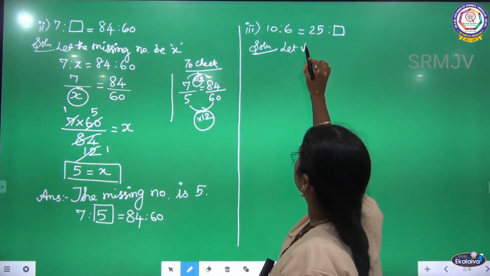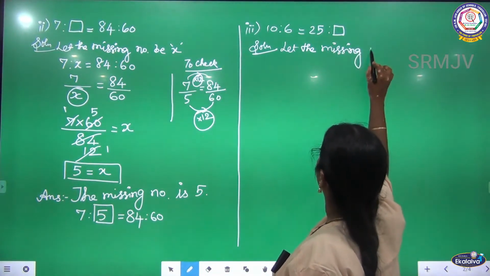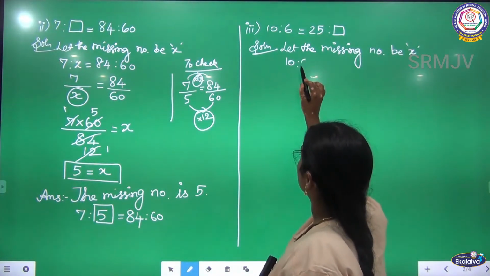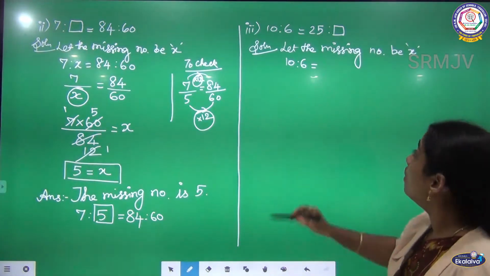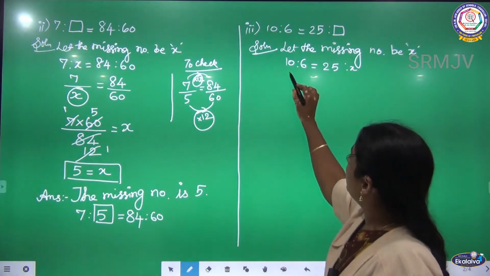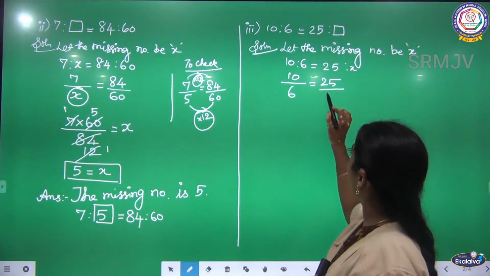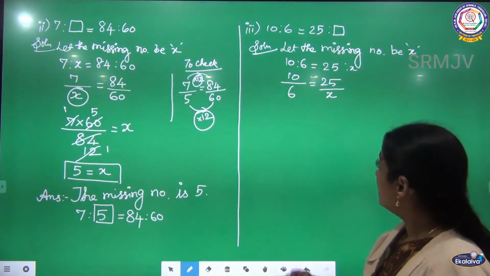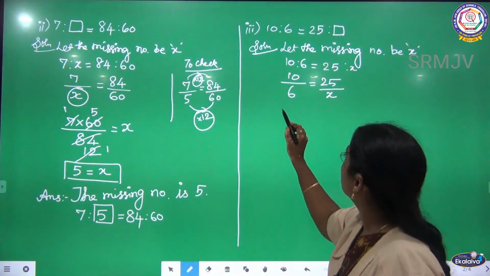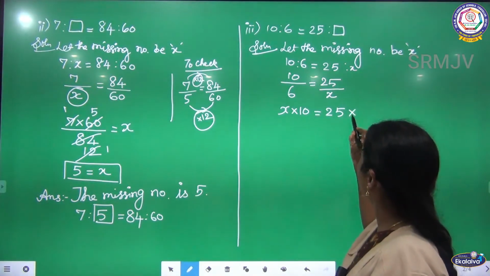X. Let the missing number be X. Okay. 10 is to 6 is equal to 25 is to X. Now listen, 10 by 6 is equal to 25 by X. Just send this X to here. See, it is in the division. When it comes this side, what? Multiplication. So X into 10 is equal to 25 into 6.